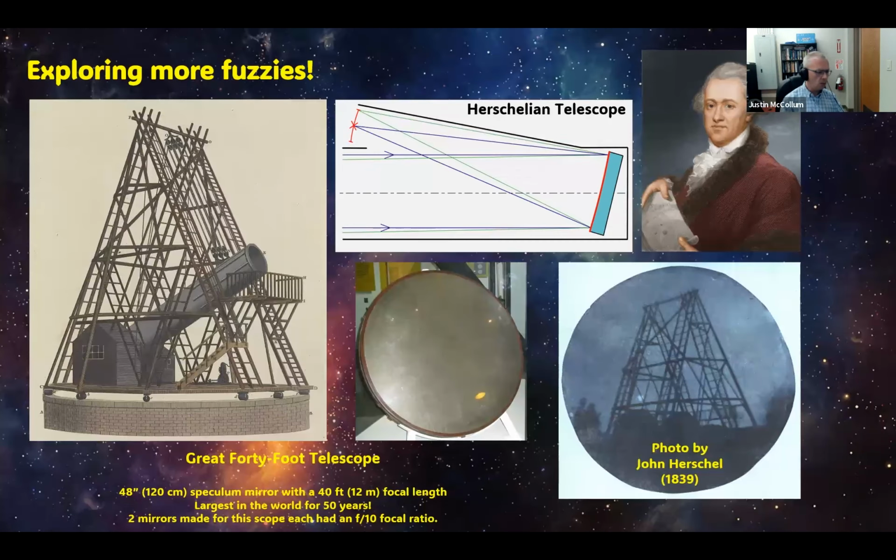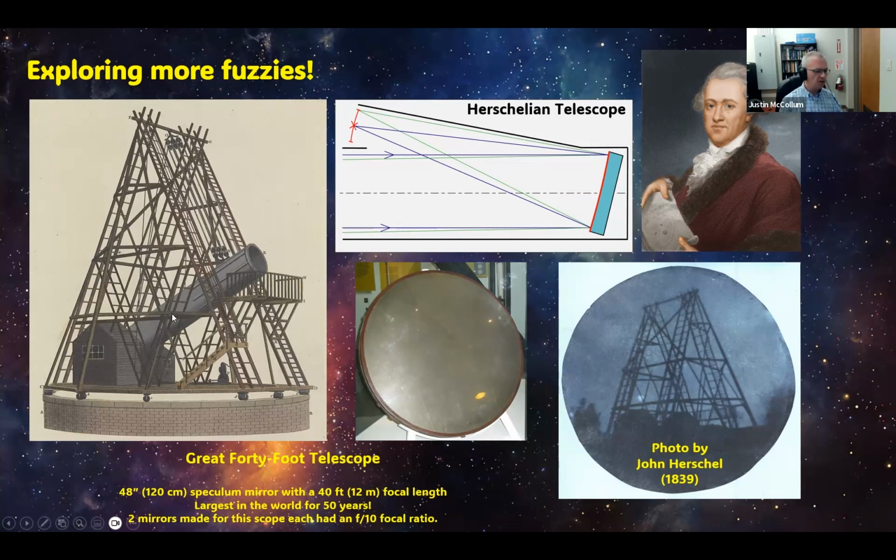This was his big 48-inch scope. This is one of the two mirrors that survives. You can see that reflective surface. We call this a Herschelian telescope because he would basically have the mirror tilted. He would take sort of a little glass refractor and look down into the tube and magnify the objects to observe them. Each mirror was an f10 focal ratio.